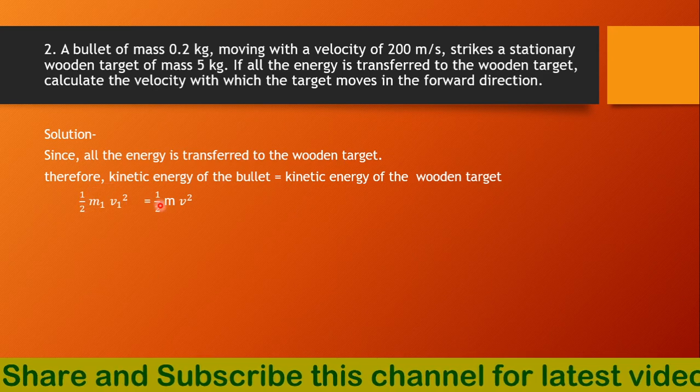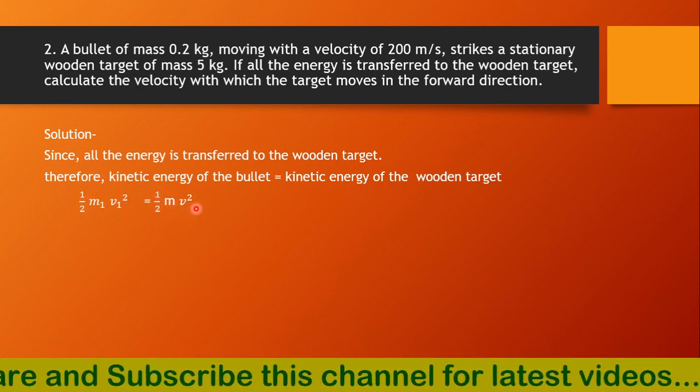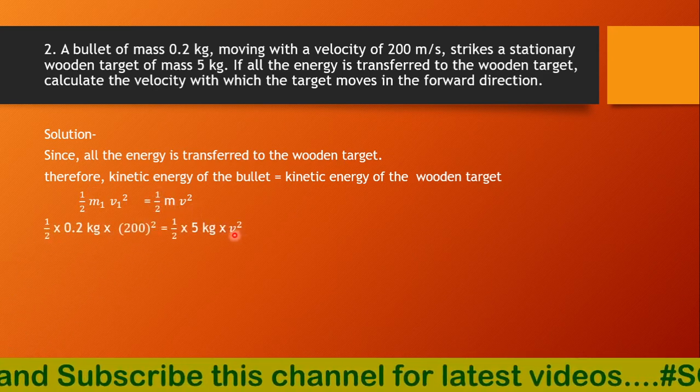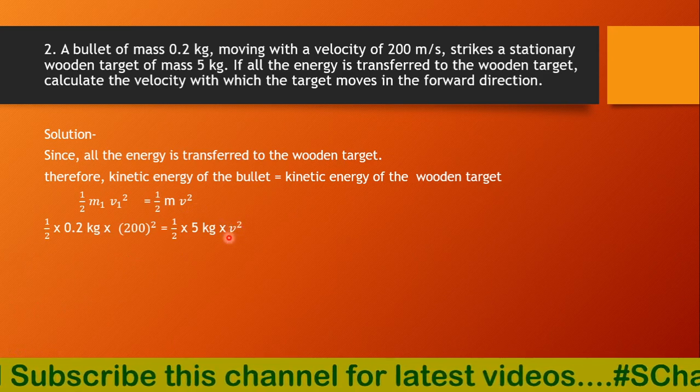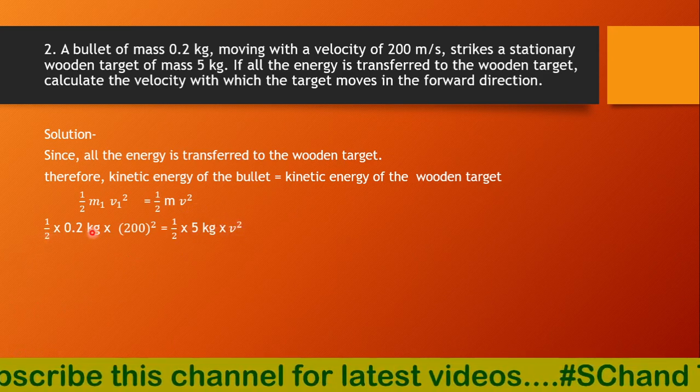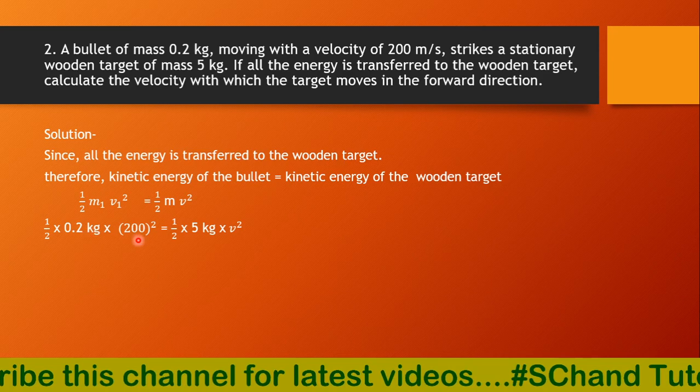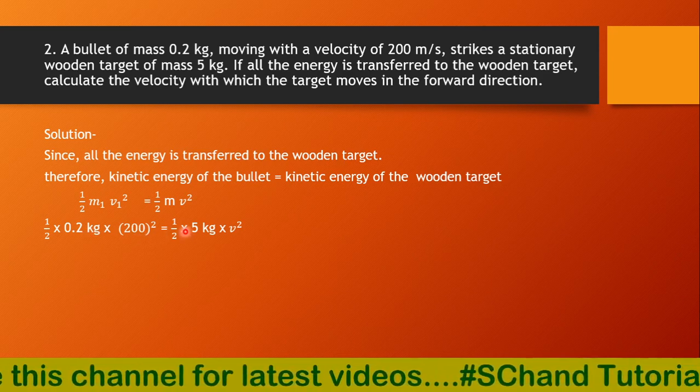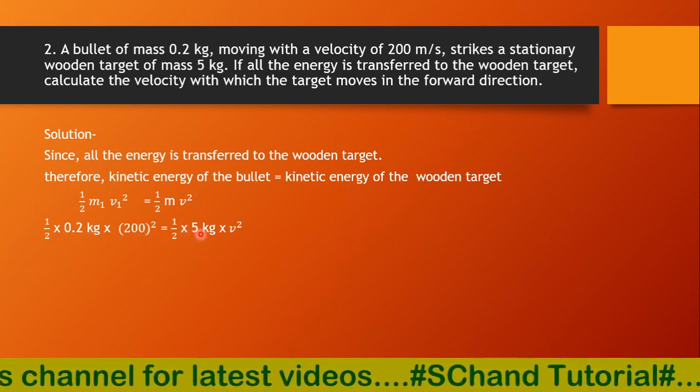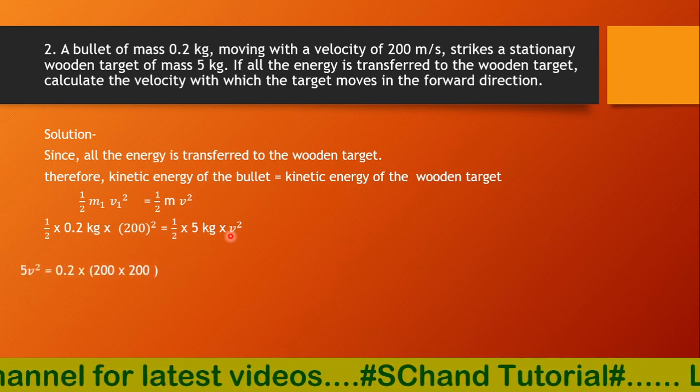Square, and kinetic energy of the wooden target is half mv square. So we need to calculate v here, the velocity of the wooden target. Simply put the values. Mass of the bullet is 0.2 and velocity is 200, and mass of the wooden target is 5. So we have to calculate the v square here.